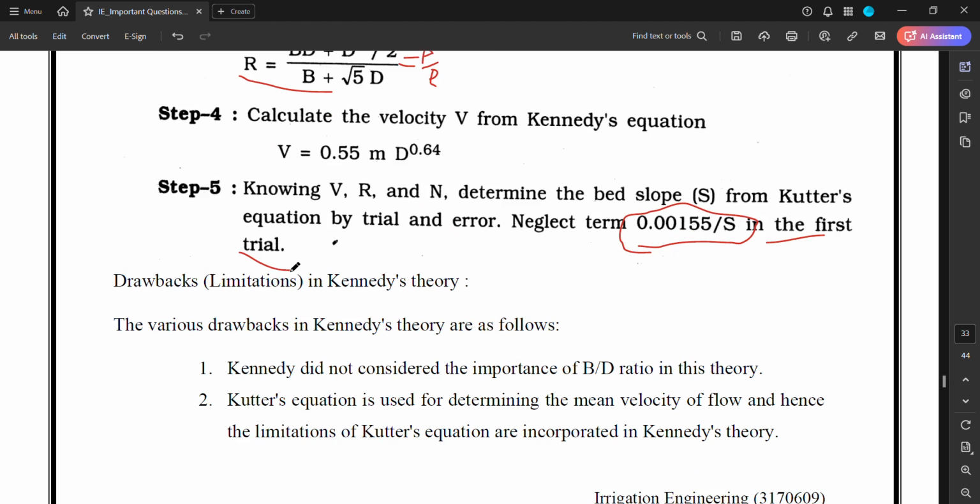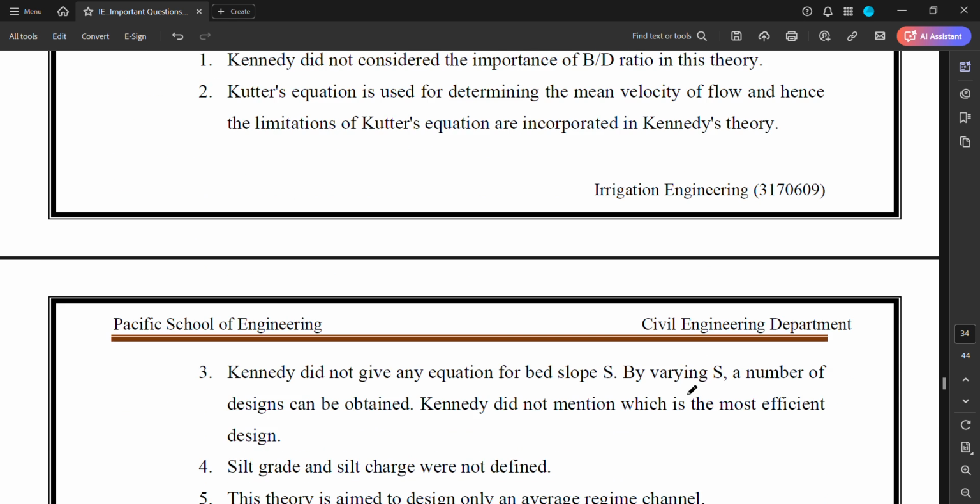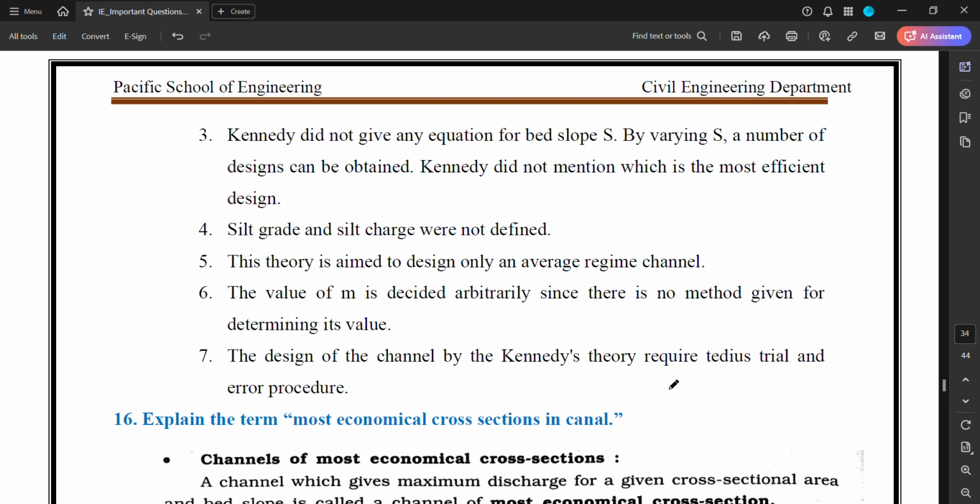Next are the drawbacks or limitations of Kennedy's theory. The various drawbacks in Kennedy's theory: First, Kennedy did not consider the importance of the B by D ratio in the theory. Kutter's equation is used for determining the mean velocity of the flow, and hence the limitations of Kutter's equation are incorporated in Kennedy's theory. Kennedy does not give any equation for bed slopes.